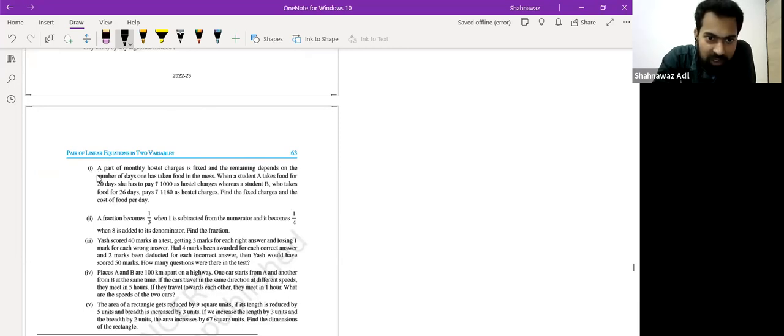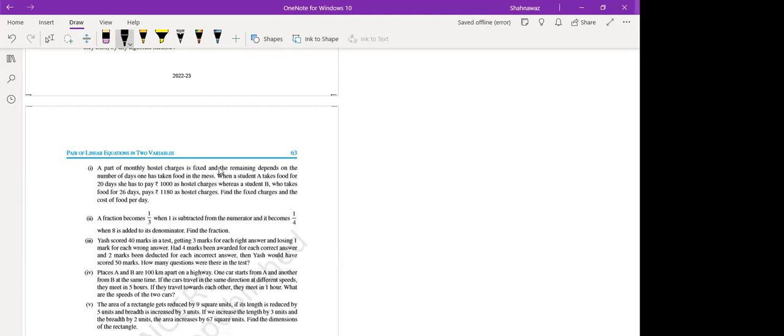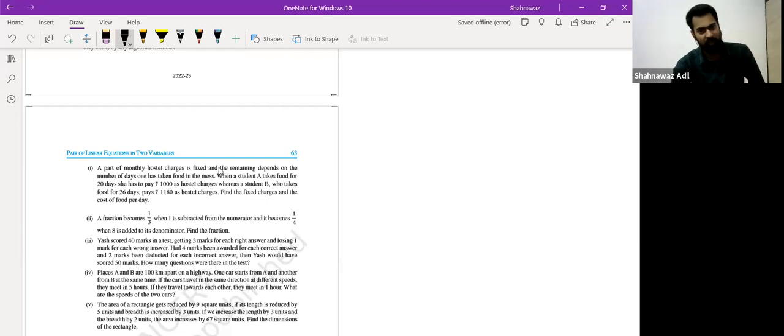So a part of monthly hostel charges is fixed, right? So this is like the library problem, right? The girl that lent a book, that was this kind of problem. And similarly, you had the auto rickshaw problem, where you had some fixed amount, and then per kilometer you had another amount, right?